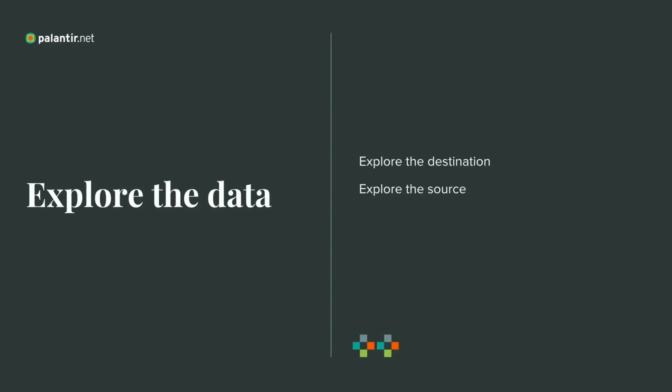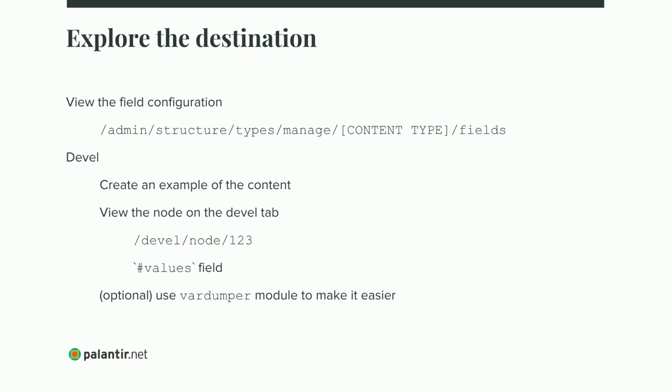All right, so in this sense we know how to run migrations, we know the overall structure, but before we can make that mapping, we need to really understand the destination and the source. So the ways that you can do that, you can open up the admin structure page and just look at the content in your Drupal 8 site and start listing the fields.